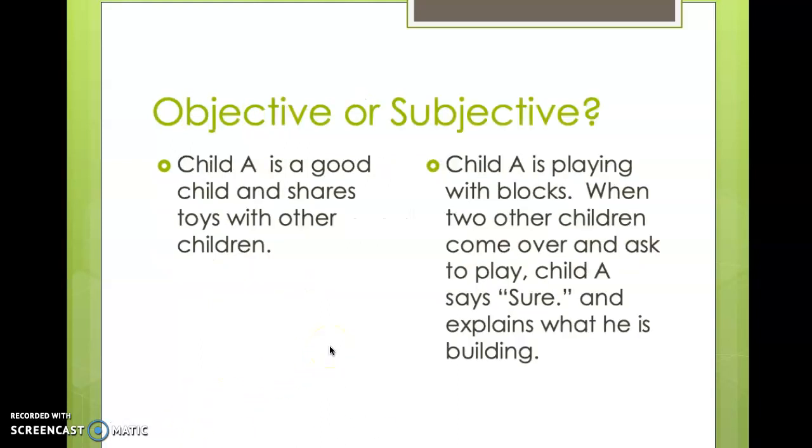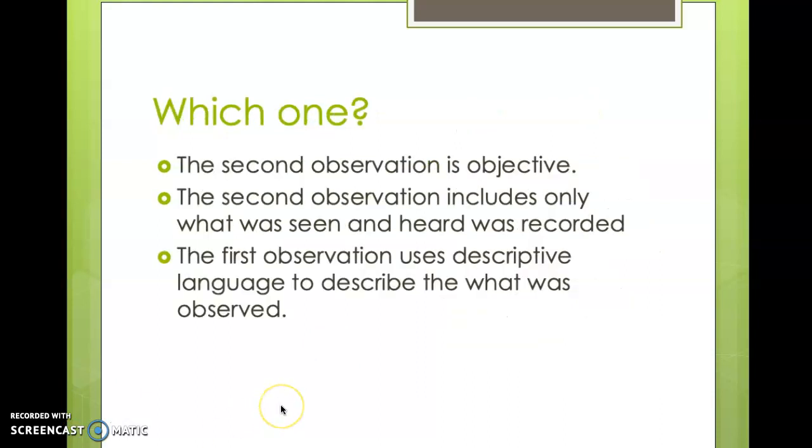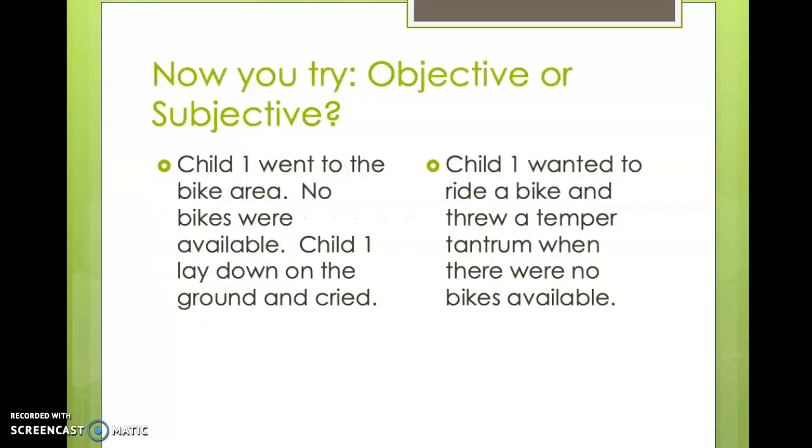Let's try again. Objective or subjective? Child A is a good child and shares toys with other children. This next one, Child A is playing with blocks. When 2 other children come over and ask to play, Child A says, "Sure," and explains what he or she is building. The second one is objective. The second observation only records what was seen and heard, no interpretation. The first observation uses descriptive language to describe what was observed. You want to avoid those descriptive words.